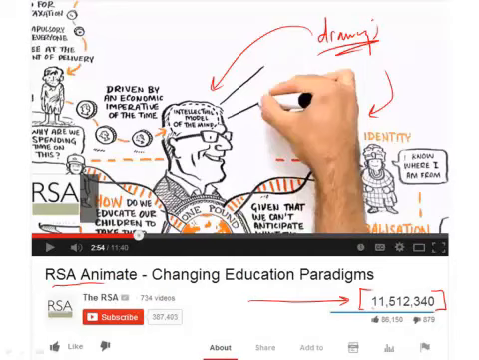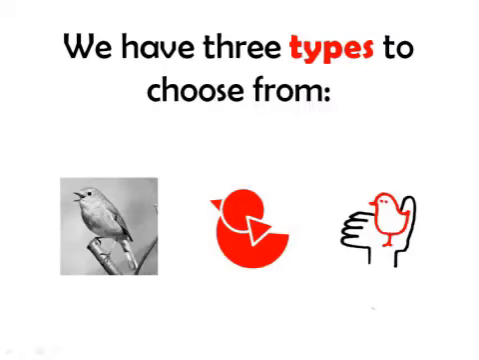That's what I mean by the type of the image. Are we talking about a photograph? Are we talking about a graphic? Or are we talking about a drawing? And those really are the 3 types that we have to choose from.